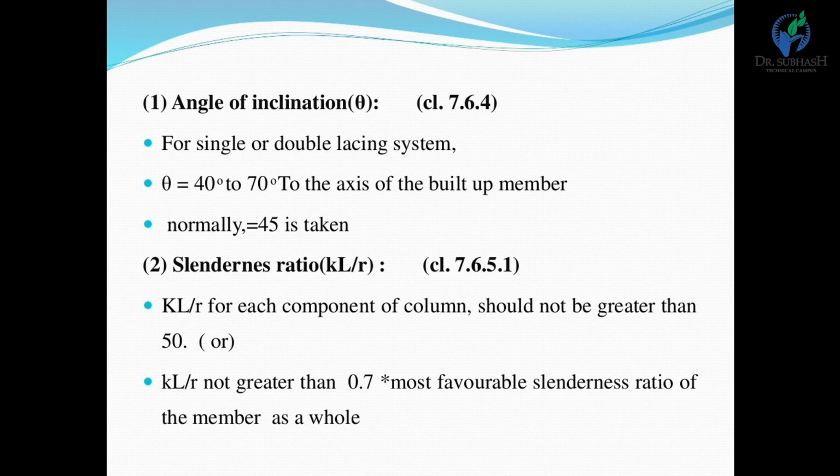Second one is the slenderness ratio, denoted by KL/r. It is given in clause number 7.6.5.1. KL/r for each component of the column should not be greater than 50, or KL/r should not be greater than 0.7 times the most unfavorable slenderness ratio of the member as a whole. So these are the two criteria for selecting KL/r, given in clause number 7.6.5.1.